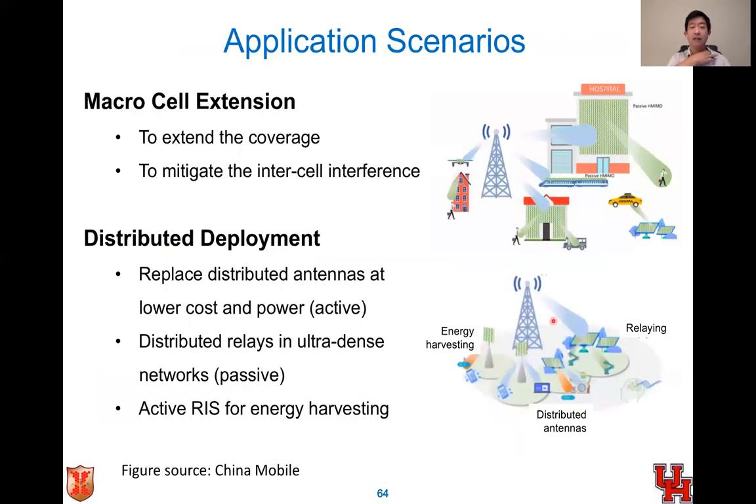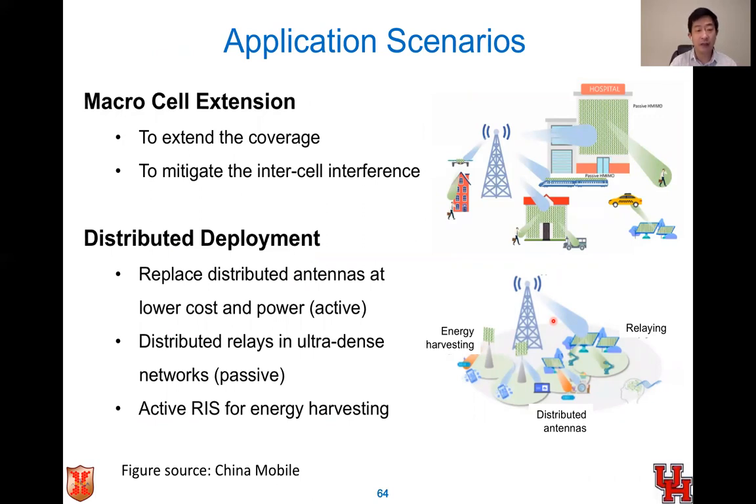Okay, and then the scenario, we can use a micro cell extension. So in this popular density place, especially rich place, nobody wants to put a base station at their backyard. So the signal is very poor. In this case, we need some kind of RIS to extend it.